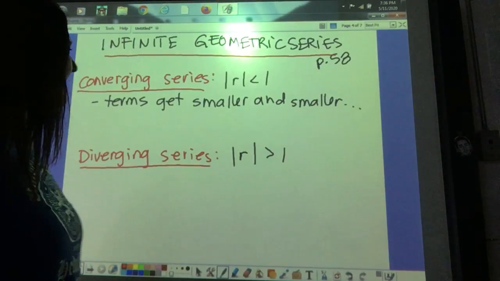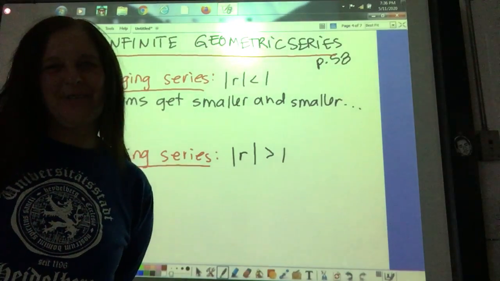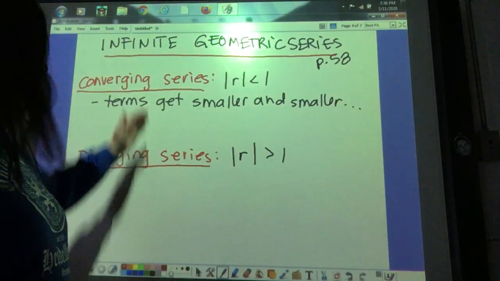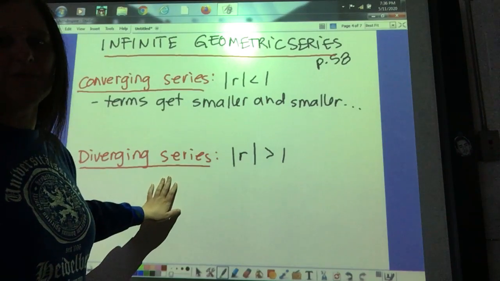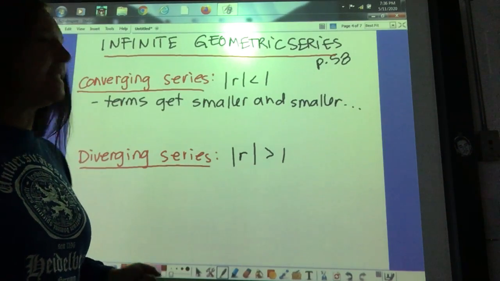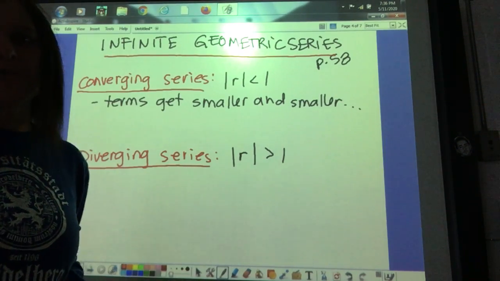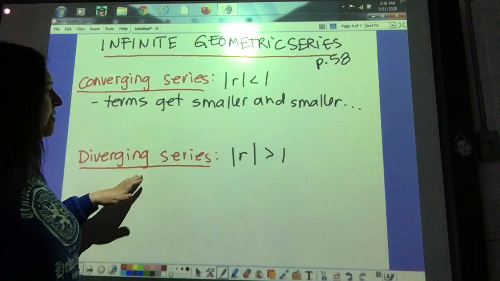So our final topic is something called infinite geometric series. Before we go to that, I just have some different definitions to talk about. We know what a geometric series is, but there are actually two types of geometric series. They can be converging or diverging.